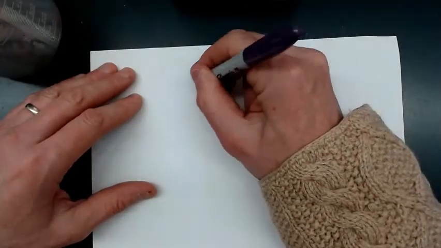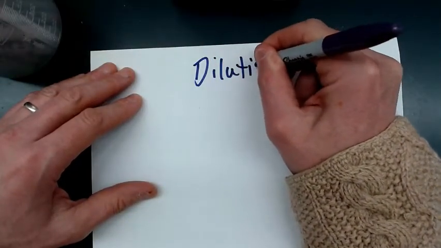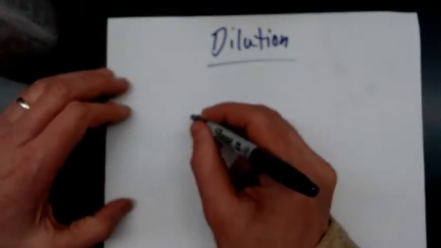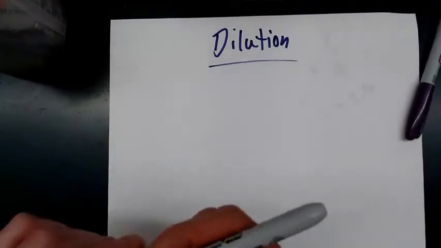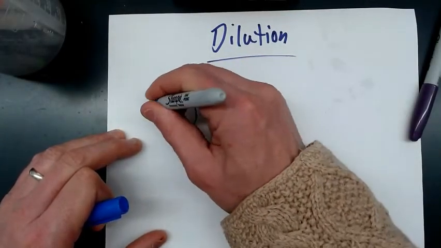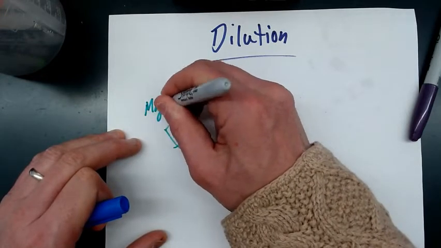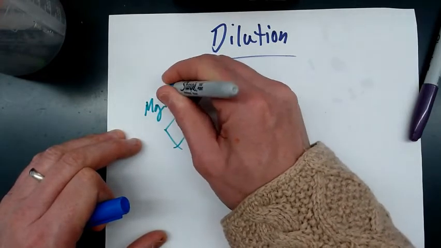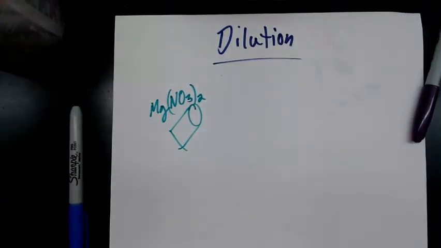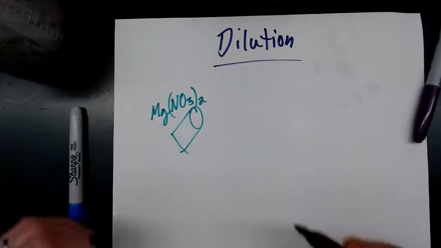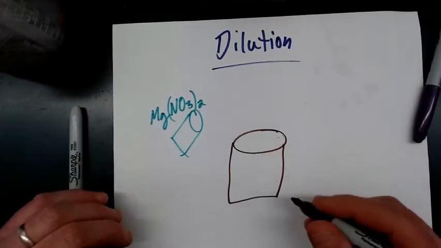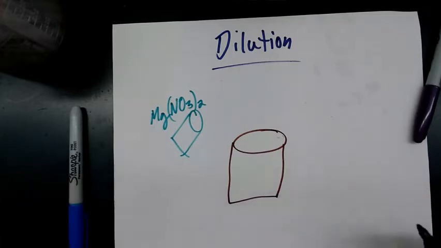What is a dilution? A dilution would be if we take a container that we'll call concentrated. Say we have a concentrated container over here, and say it's magnesium nitrate, kind of like the magnesium nitrate we were talking about the other day. And let's say we're going to put it in this new container down here, make it bigger, and you'll see why in a second, right? And there's nothing in this container.